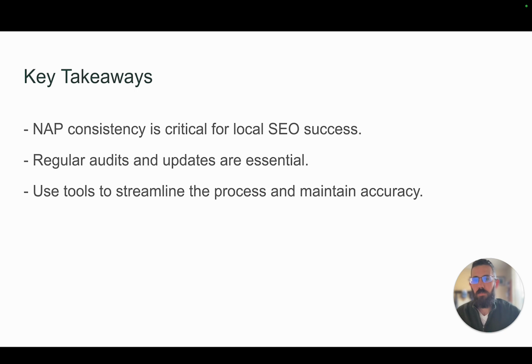Key takeaways here: NAP consistency is important for local SEO success, again, from an algorithm perspective, although not as much as it used to be, but also from a user perspective. I think very much you want to be consistent with that. Regular audits and updates are helpful, so making sure that you don't do this once and then never look at it again, but come back to it. And then I would recommend using tools to help streamline the process. It's going to save you a lot of time and headaches if you do that.